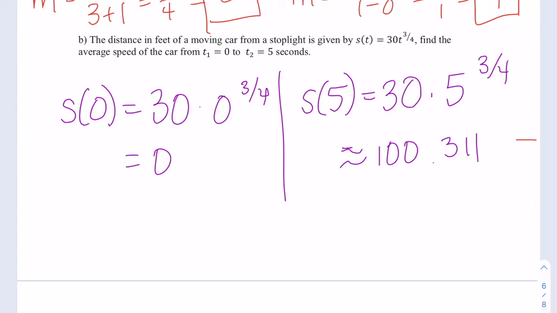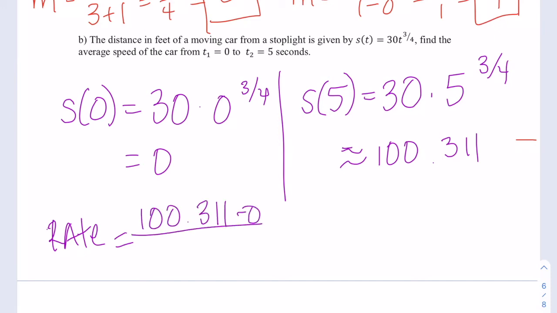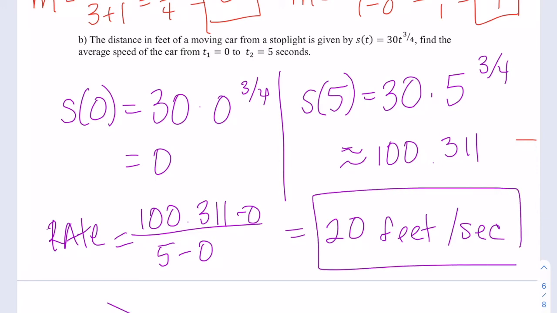we know it's not going to be constant because the car is going to speed up, it's going to take a while and then probably cap a little bit. So if we wanted to find the average rate of change, it's going to be the distance from 5 seconds, so 100.311 minus 0, over 5 minus 0. So it's really just going to be that number divided by 5. So this car is moving at a speed of 20 feet per second. And whenever we give a rate, we want to make sure we get the units.